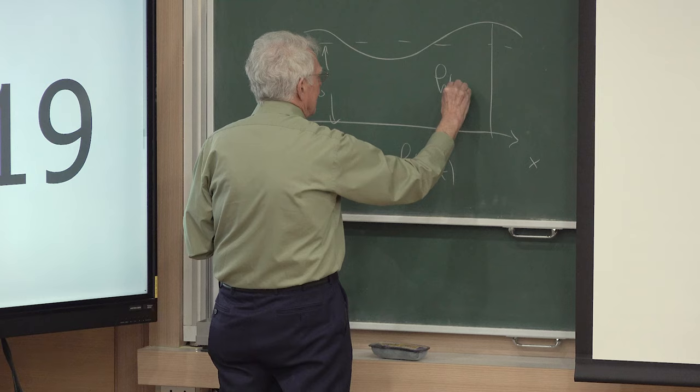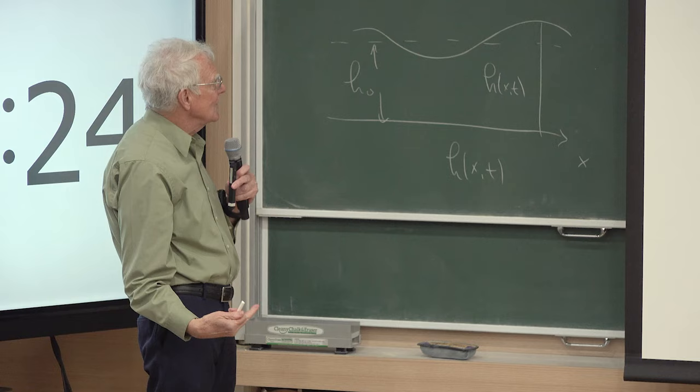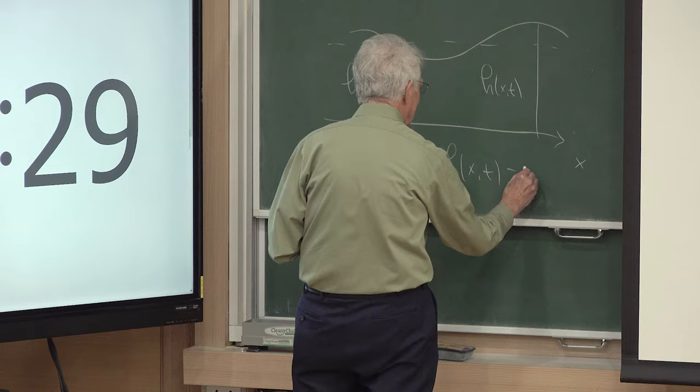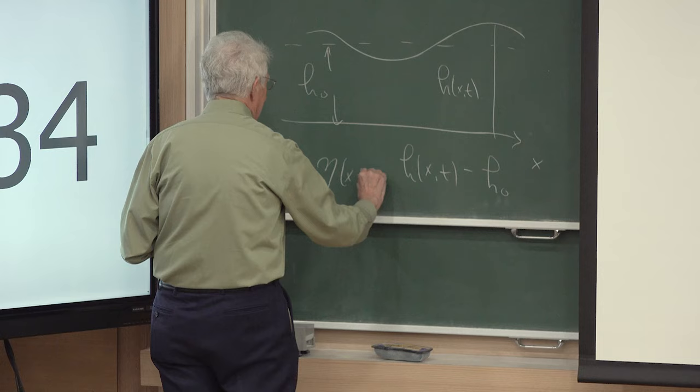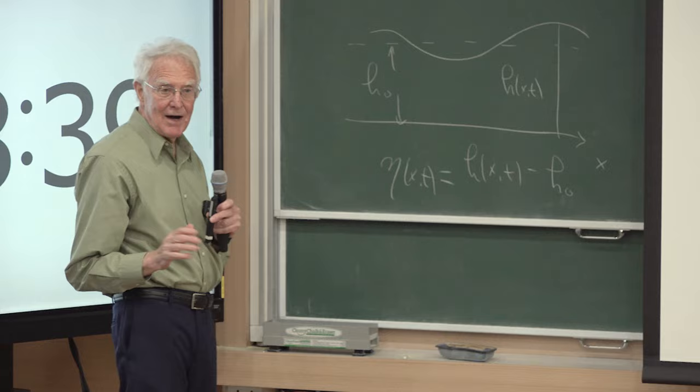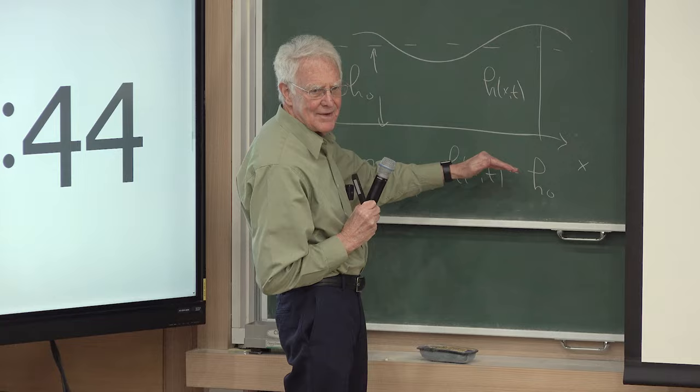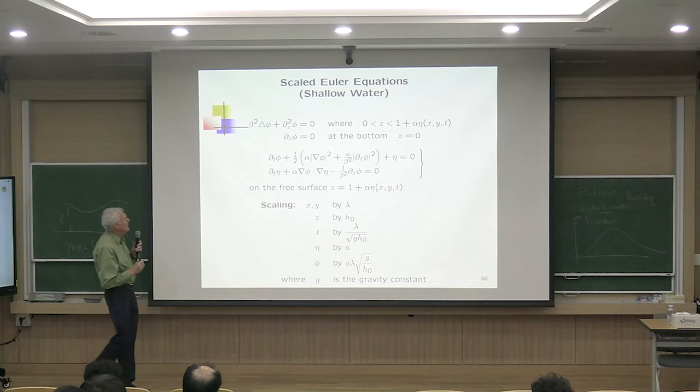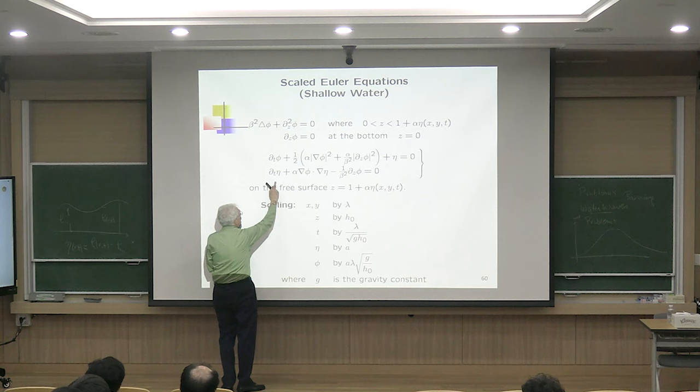Now h is not small, so you're looking for something that's small because you want to make some kind of approximation. So what you do is you subtract the undisturbed depth, and you call that eta. Eta could be small. That's my parameter alpha. Alpha was the amplitude divided by the depth. So eta could be small. H is not small. So eta is one of the variables. And you see that here and there.